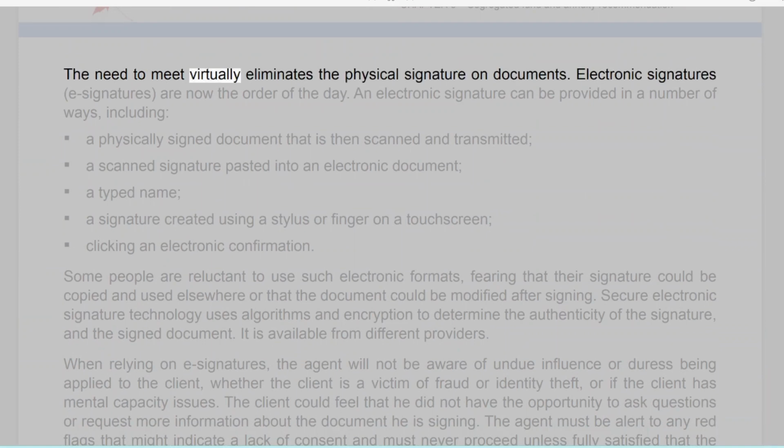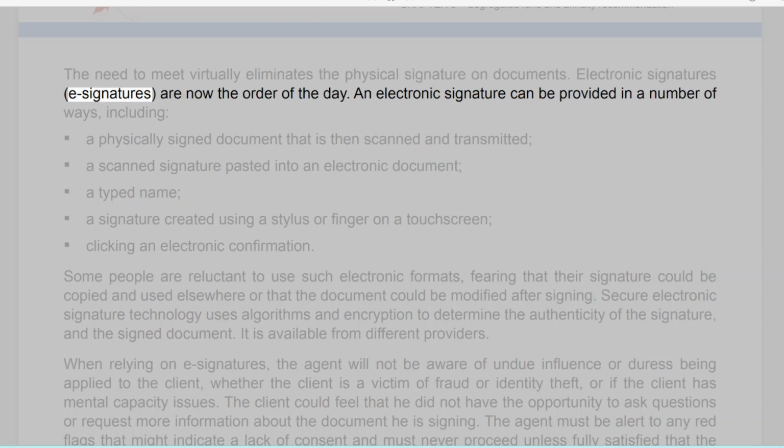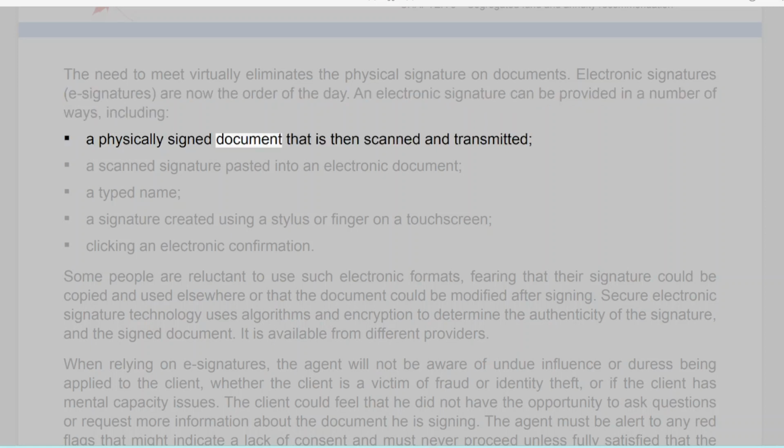The need to meet virtually eliminates the physical signature on documents. Electronic signatures, e-signatures, are now the order of the day. An electronic signature can be provided in a number of ways, including: a physically signed document that is then scanned and transmitted; a scanned signature pasted into an electronic document; a typed name; a signature created using a stylus or finger on a touch screen; clicking in electronic confirmation.